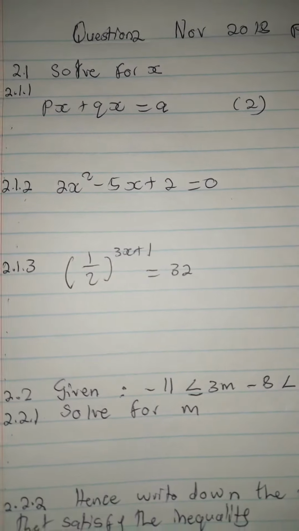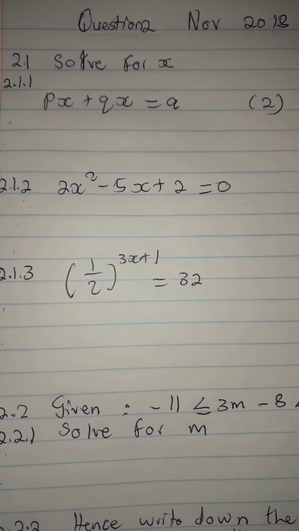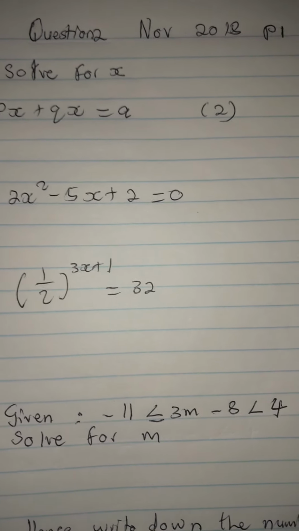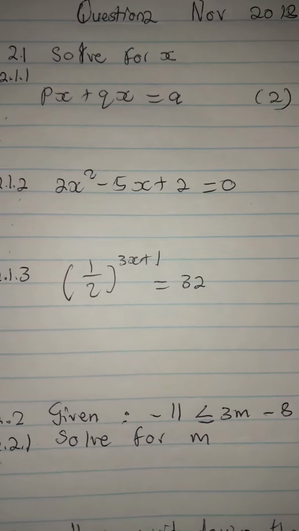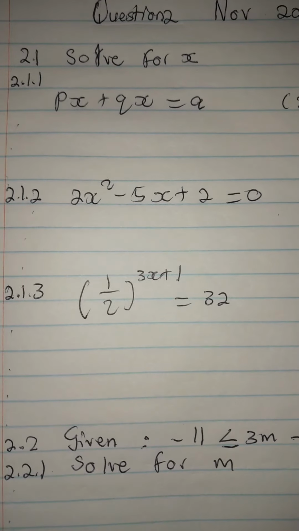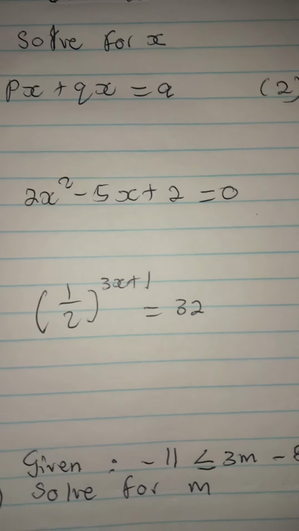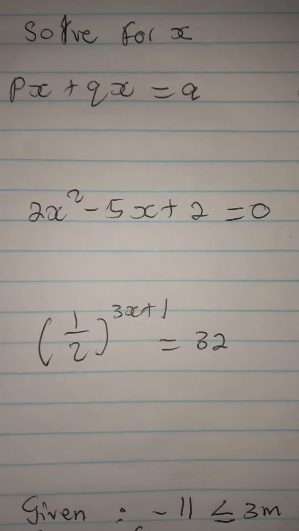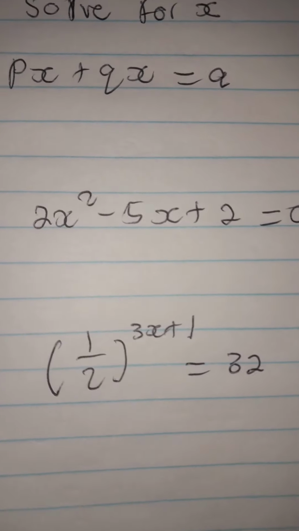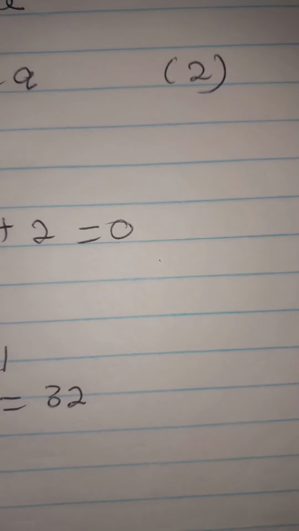Thank you. Let's go to question 2 today, November 2018, paper 1, grade 10. Then we are at 2.1, where we are required to solve for x, given that px plus qx is equal to a. That's 2 marks.